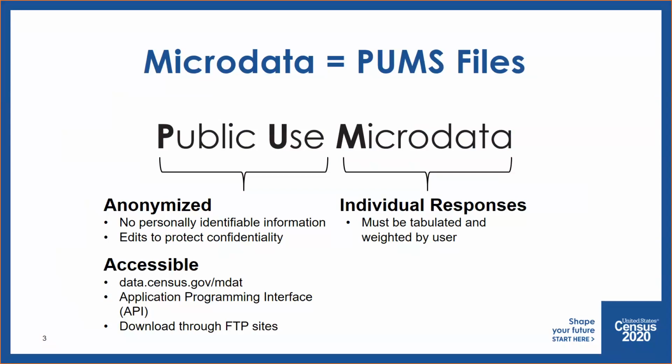We talked about it being available on our site. It's also available through the API, because everything on data.census.gov is being pulled from the API. And it's also available through those FTP sites, like I said.